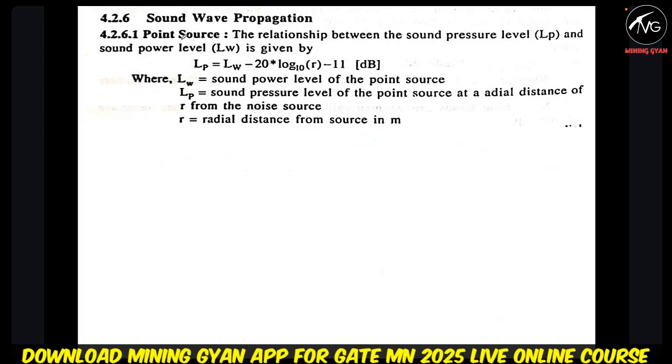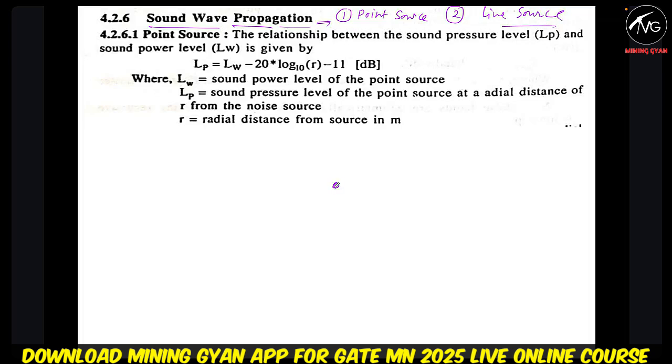Sound wave propagation. Sound wave propagation are two types. First is the point source. Second will be line source.